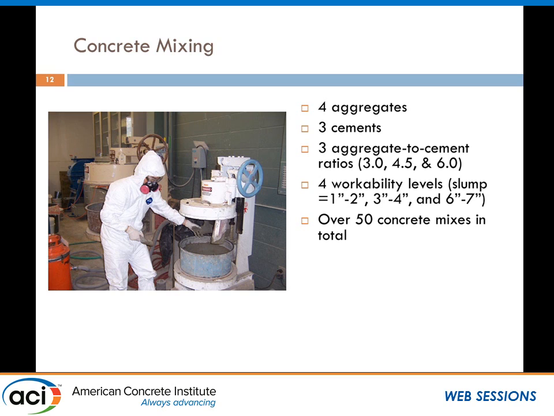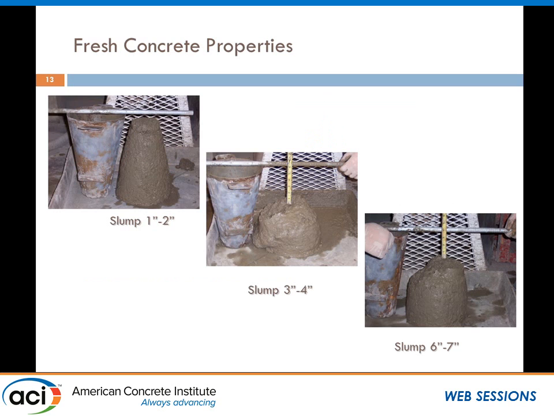What we do is that we use 4 different kinds of aggregates, 3 different kinds of cements, 3 different aggregate to cement ratios, 3.0, 4.5, and 6, and 3 different workability levels, 1 to 3 inch, 3 to 4 inch, 6 to 7 inch, just to see if we can produce concrete with different workability. And there are a total of over 50 concrete mixes produced in this research.